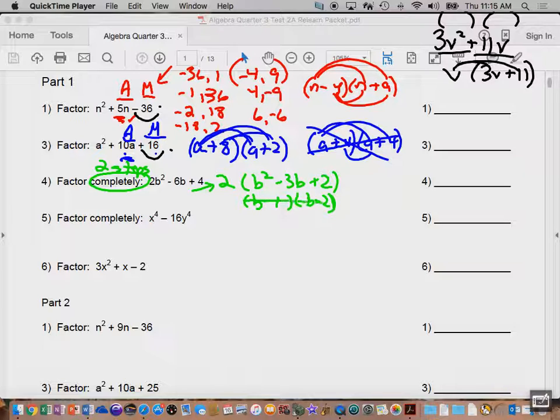So I suggest when you do this, that you should first write the 2. Immediately write the 2. Then worry about factoring it. That way, you don't forget about that 2. Okay? All right, next up, number 5.